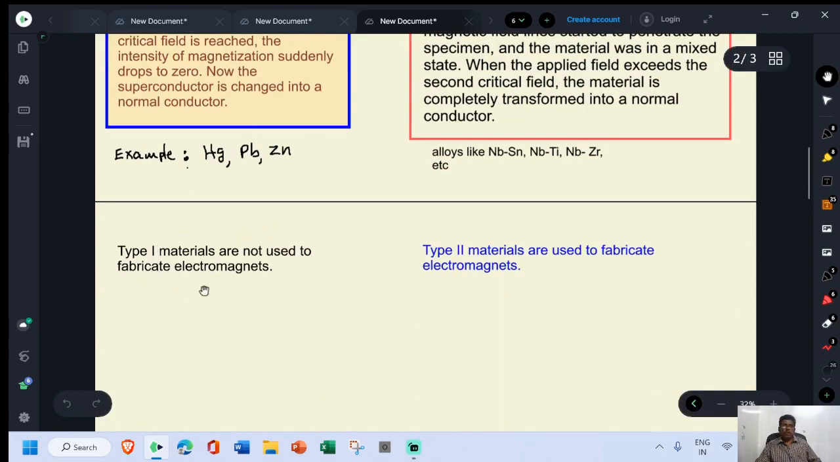Because of less critical field, type 1 materials are not used to fabricate electromagnets, but we can use the type 2 materials to fabricate electromagnets. That's all about the major differences between type 1 and type 2 superconductors.